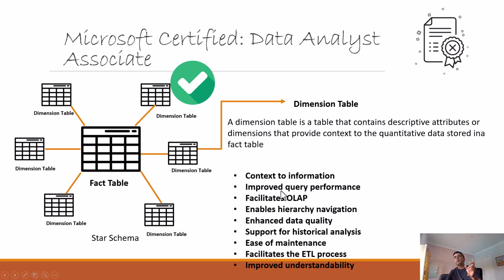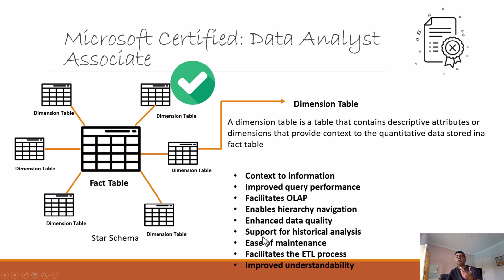There's improved query performance, obviously, because you've broken your table up. You only get what you want by joins, and you can filter out the tables as well. It facilitates online analytical processing, so you can roll up, roll down, or traverse hierarchies. That's a lot more simplified because you have that in a dimension table. You can enable hierarchy navigation. The SQL queries you write are a lot more structured as well. You can enhance data quality. You can specifically check for conformed dimensions. You can put in master data management tools on top. So that's one of the benefits.